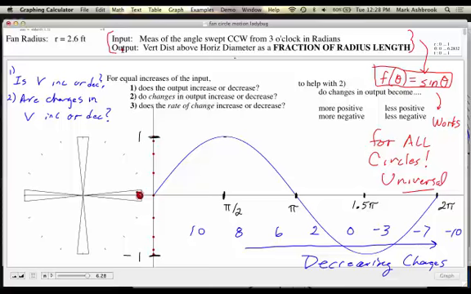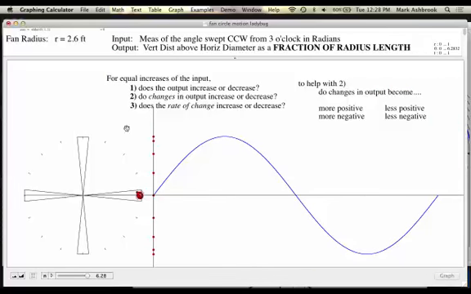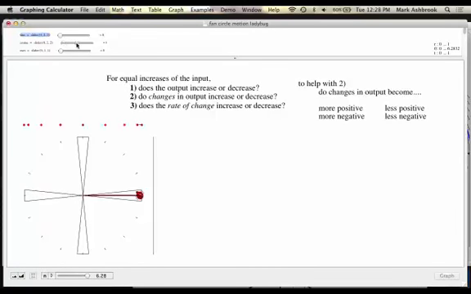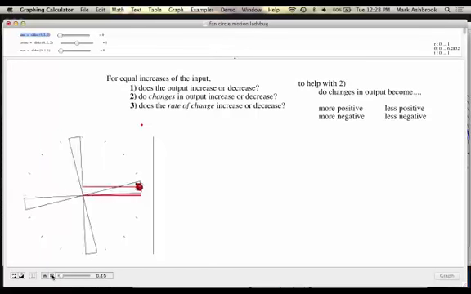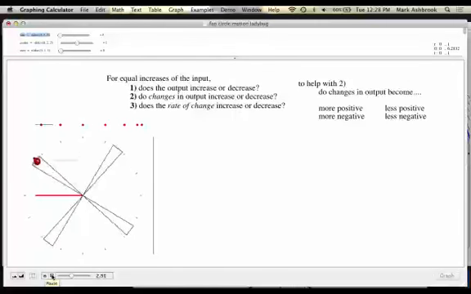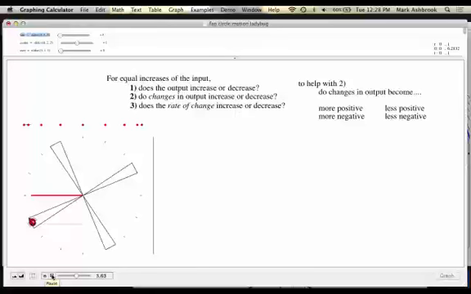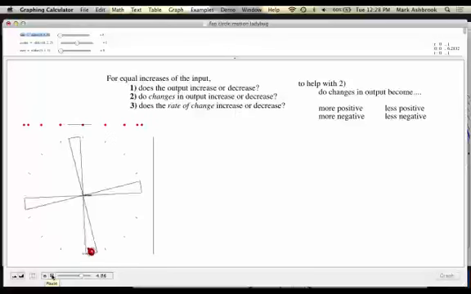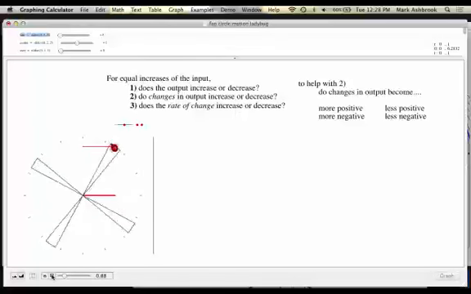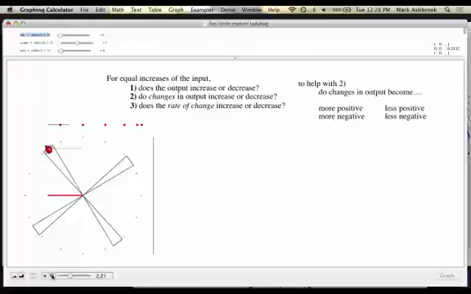Anybody have a question? Okay, so now we're going to do the horizontal distance to the right of the vertical diameter. Let's set that up. And you're going to do the same thing for all 4 quadrants. I'm going to keep handing back some quizzes. What's the first question? We'll call this quantity h, the horizontal distance.